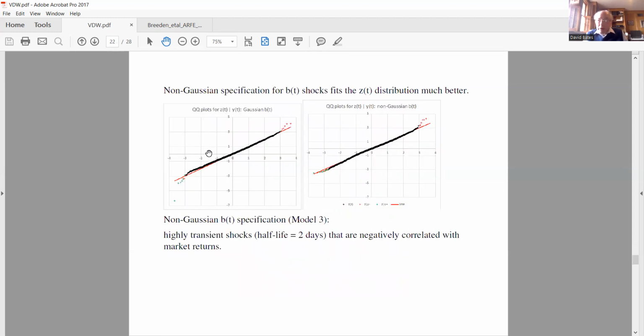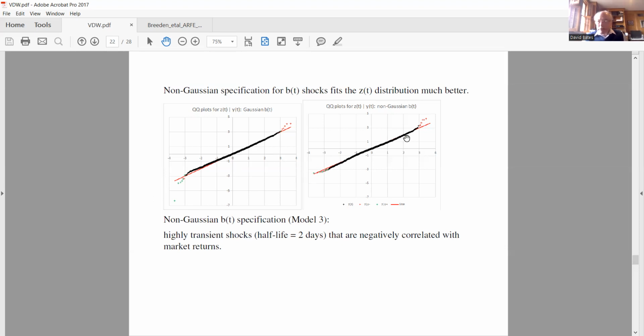Here are the normal probability plots for the Z, depending on what specification I'm using for the bias, how I model the bias term. And Gaussian shocks do badly. So I've got some major outliers, including this outlier here, which is October 20th of 2008, when the stock market jumped 4.7% and VIX dropped. With a Gaussian specification, that's a major outlier. With a non-Gaussian specification, that's no longer an outlier, so it does pretty well.